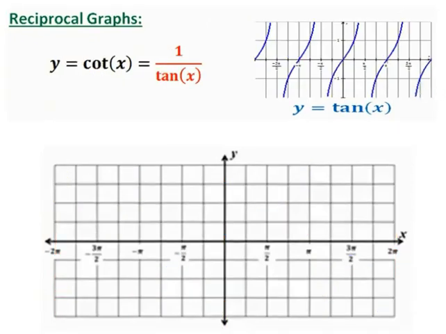Alright, so last but not least, let's check out our cotangent graph. The reciprocal of cotangent is tangent, so cotangent we could say is equal to 1 over tangent. And just like sine and cosine, we want to figure out when does our tangent graph equal 0, because those are the values that are not going to work in this fraction. So let's go ahead and take a look at those.